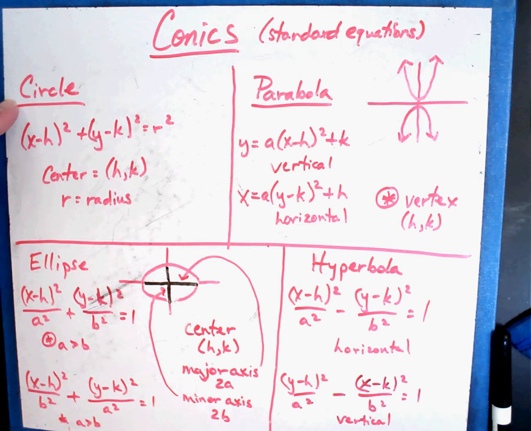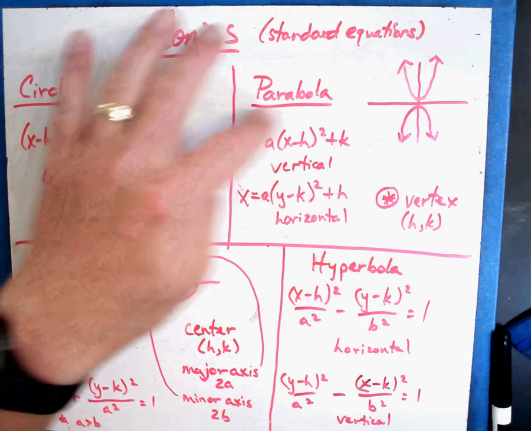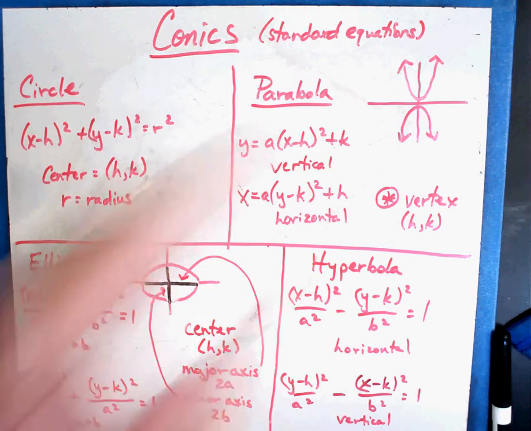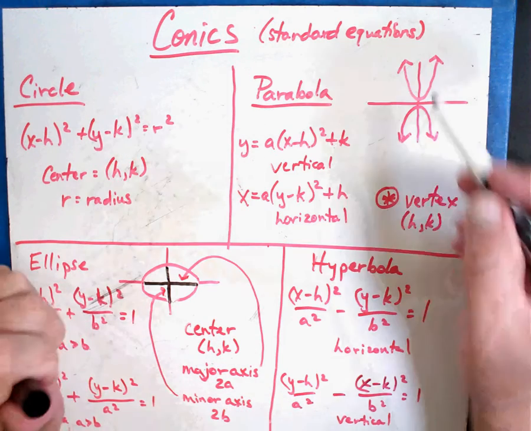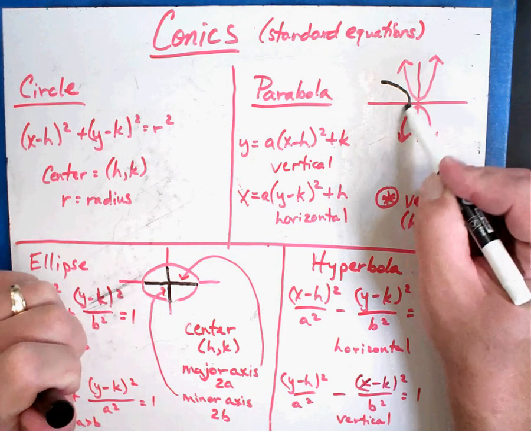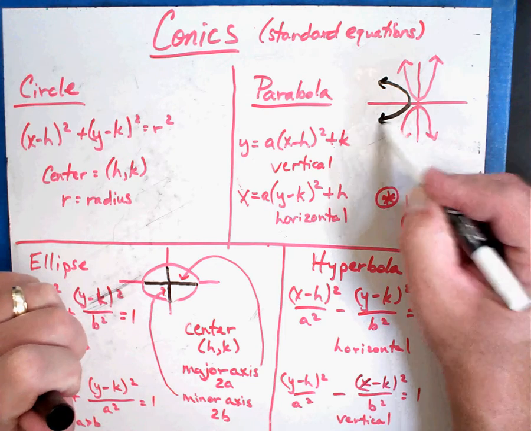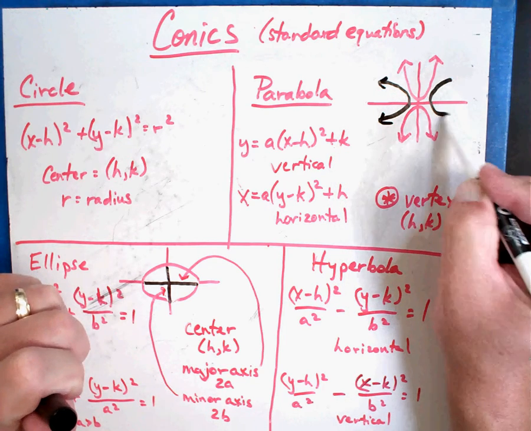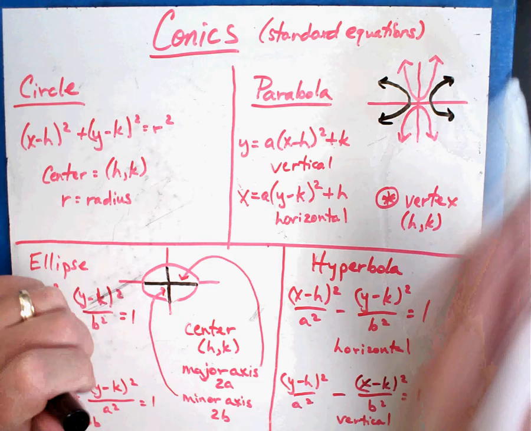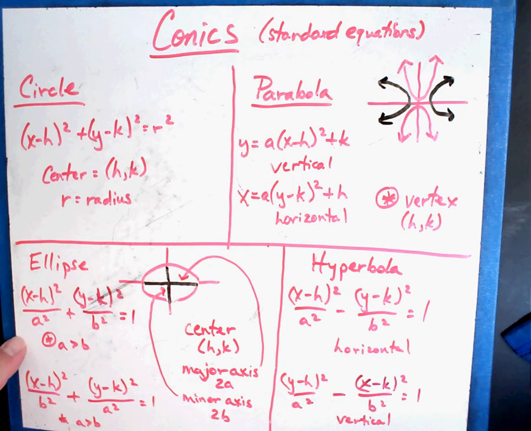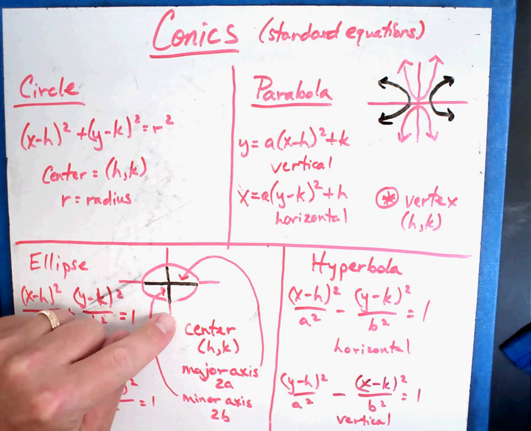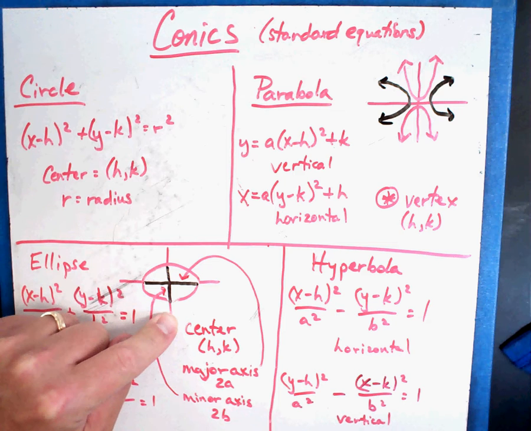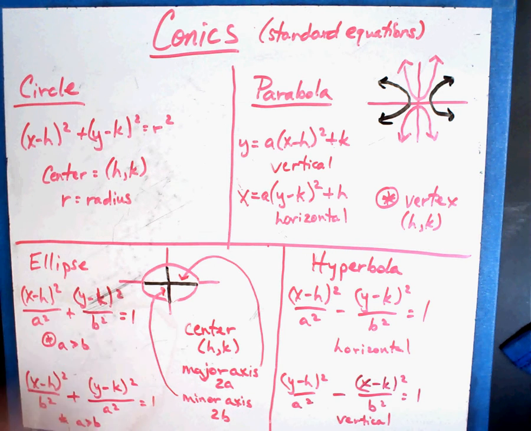A circle, which everyone knows what that is. A parabola, which is going to look like this, or the parabola could be one that runs like this. They're either both going to be vertical or both going to be horizontal. That's a parabola. An ellipse, which looks like a circle that was sat on, sort of like a football shape. And then a hyperbola, which is going to be a little bit different.